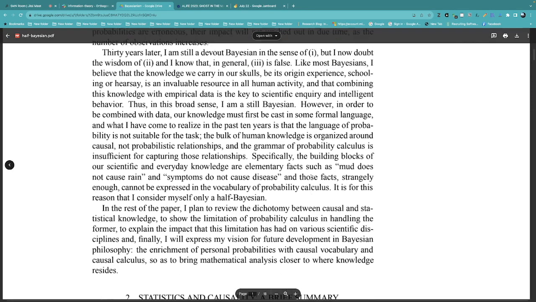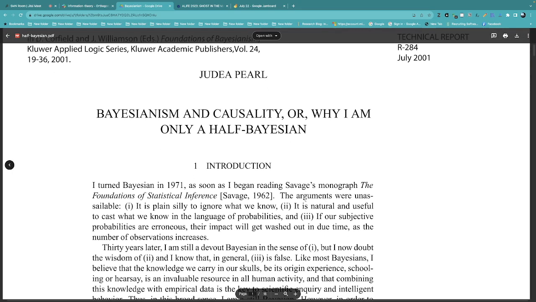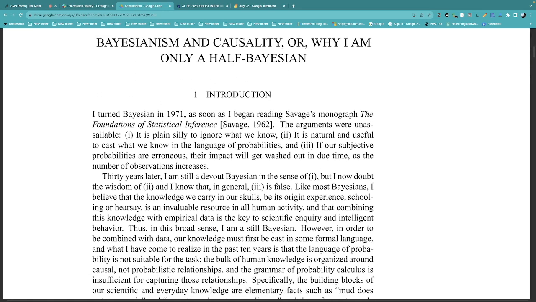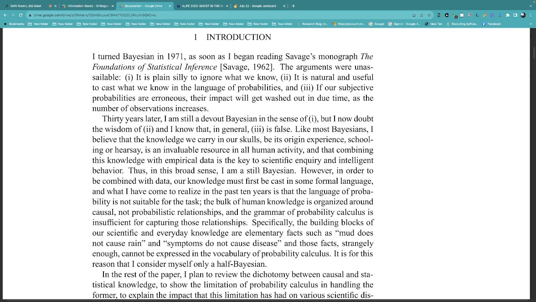Then there's this article by Judea Pearl, a book report or a technical report of some type, titled Bayesianism and Causality, or Why I'm Only a Half Bayesian. So he talks about this as his faith in Bayesianism, and some people might call it a religion, but definitely he says that he's still a Bayesian.